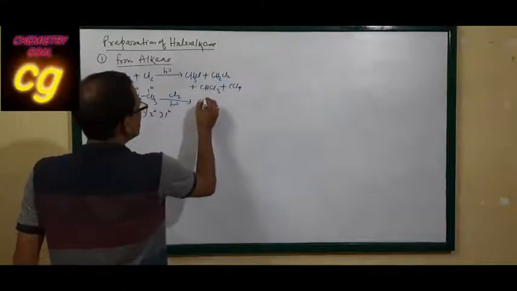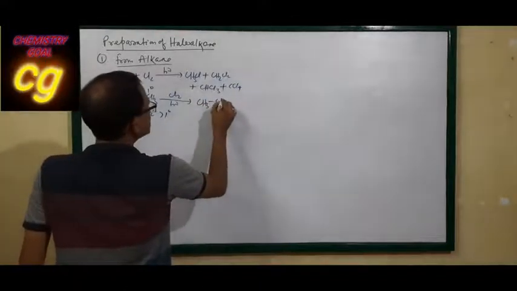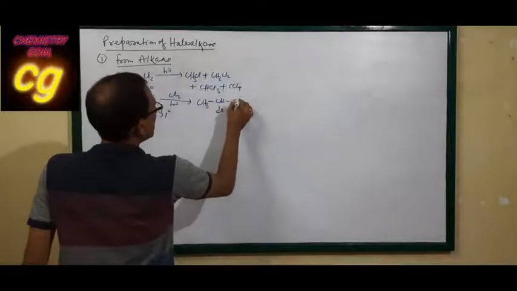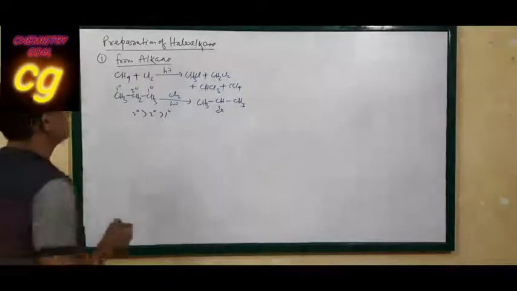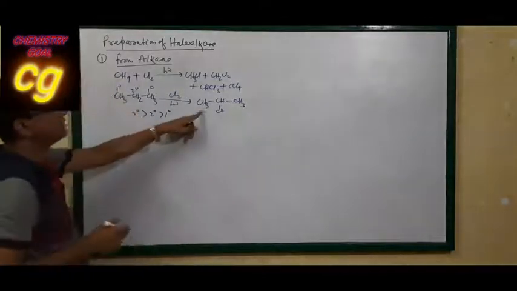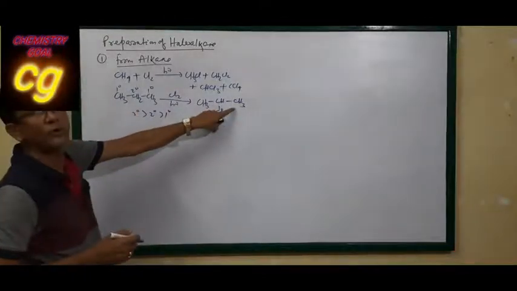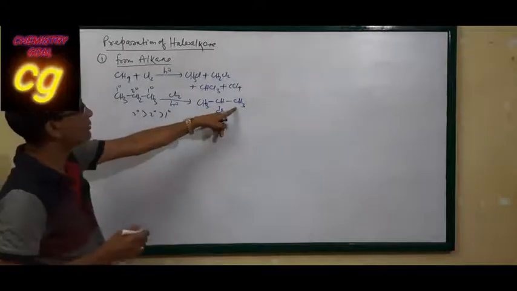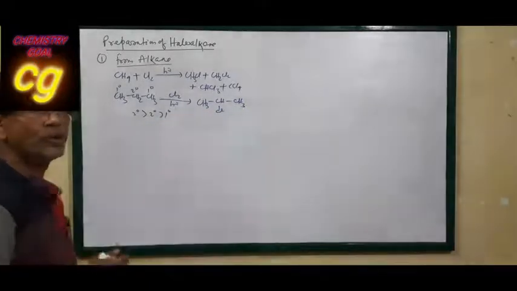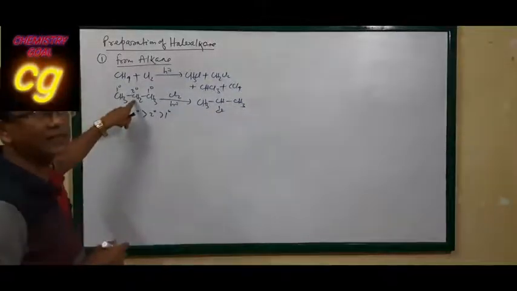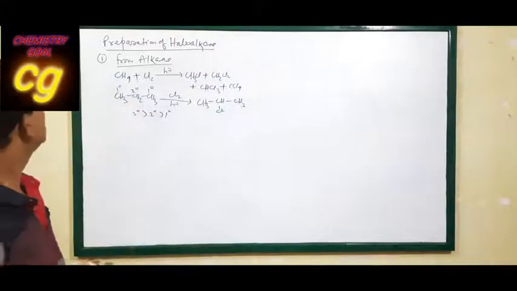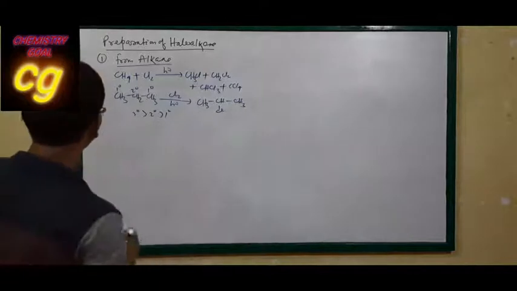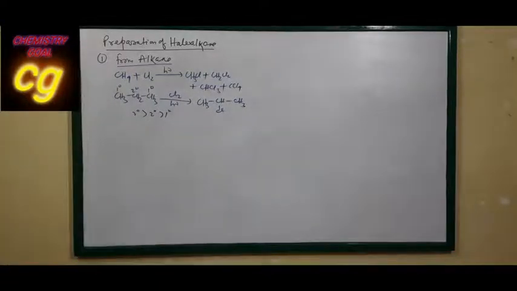So the product will be CH3CHClCH3. So this is the major product. Instead of 1-chloropropane, 2-chloropropane will be produced, because this is the more reactive hydrogen. Secondary is more reactive. So this is called halogenation.